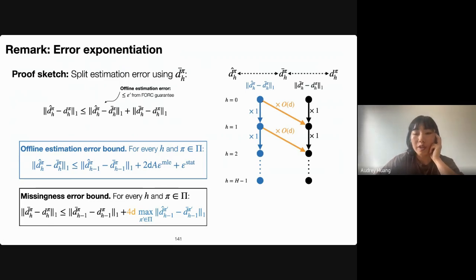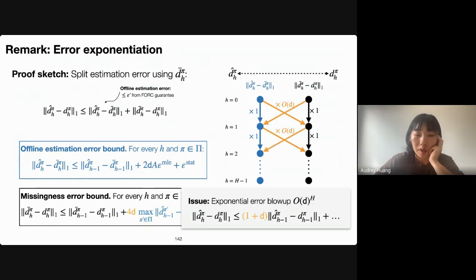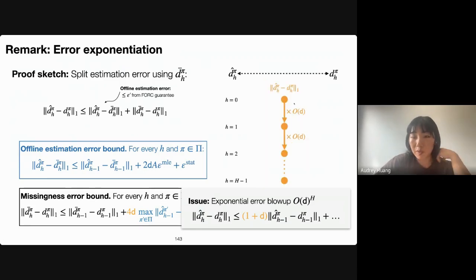And so the reason why we had exponential error blowup when we tried to directly estimate d hat h pi minus dh pi without using d bar to break it up into the two sources of error is that we were essentially merging these two inductive chains and introducing these cross-hatched arrows between both sides of this graph. And basically what this is doing is having an O of D multiplication of the error over every single time step.